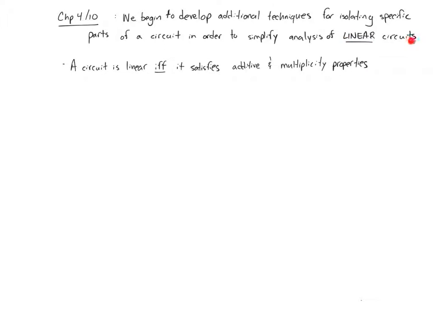So this is important because it's going to lead us to our first technique that I'm going to discuss here in a moment. A circuit is linear if and only if it satisfies additive and multiplicity properties. So first, let's explore the additive property of a circuit. And in doing so, I'm going to take this circuit segment shown here. I'm assuming this is a circuit. In other words, this is a closed loop, and that's where the dots are going. So there's a circuit here that is not being drawn.